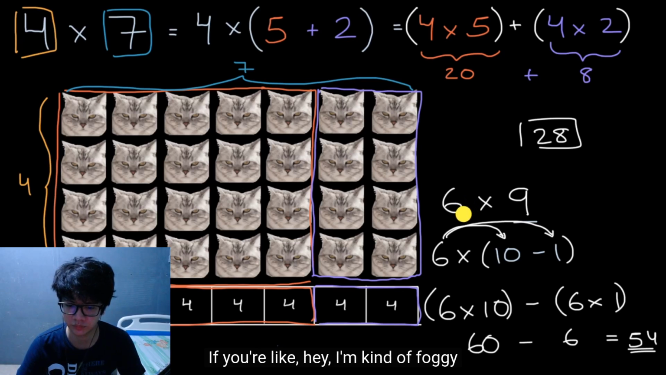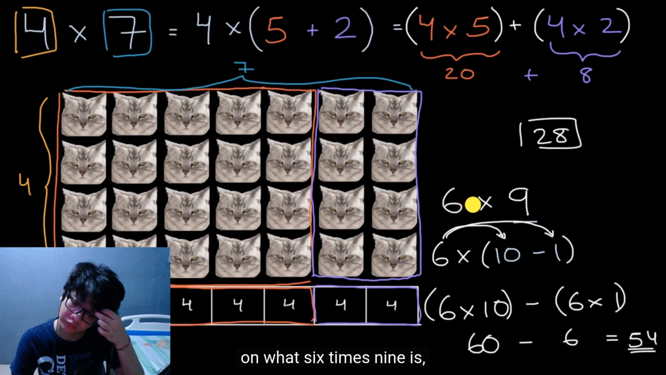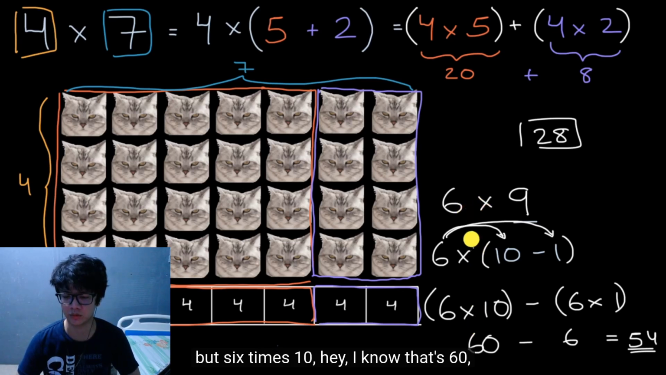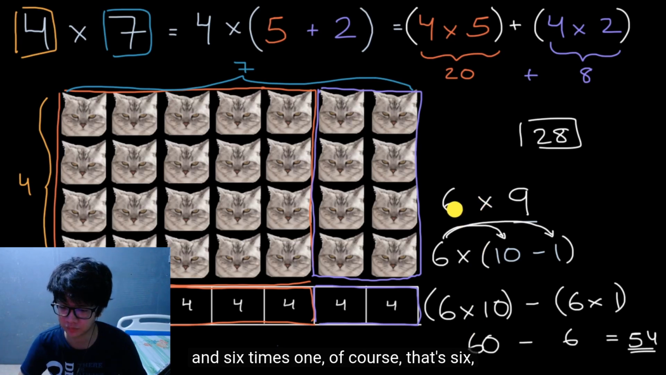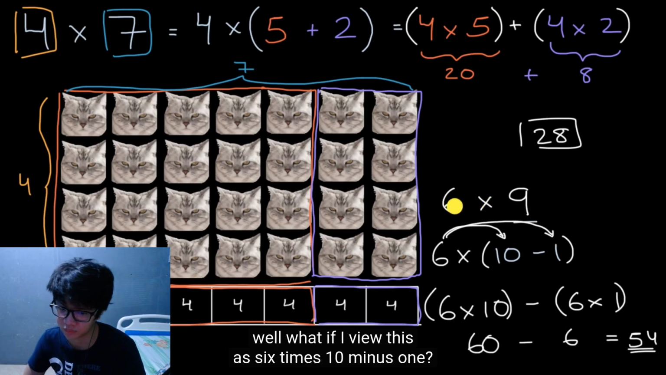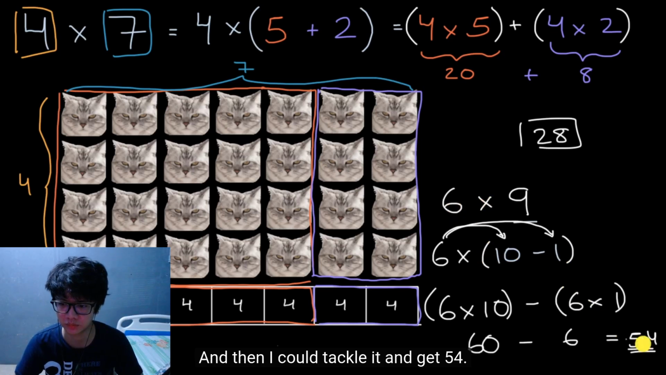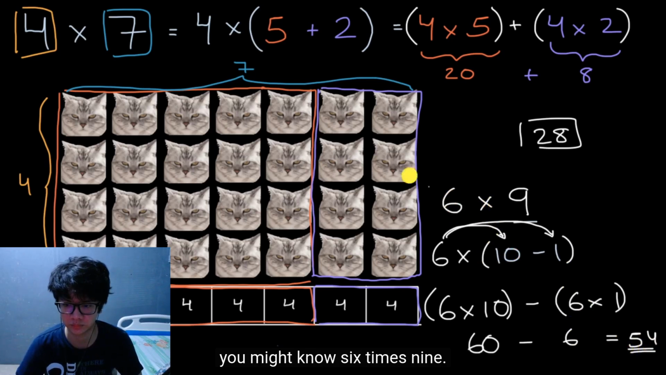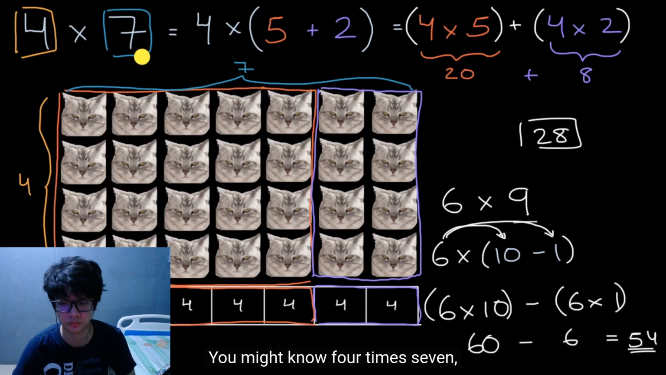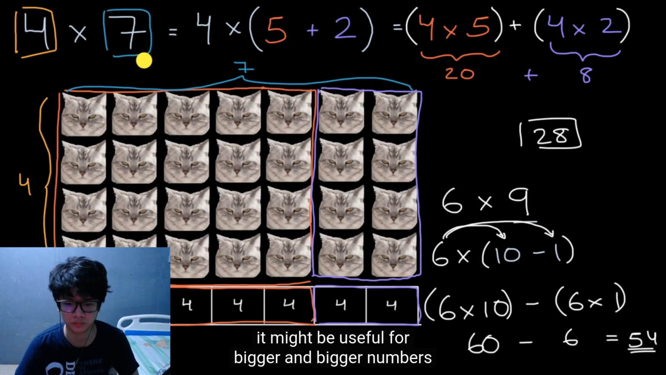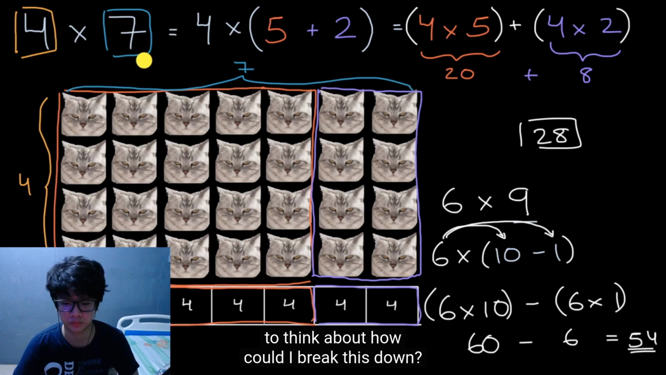If you're like, hey, I'm kind of foggy on what 6 times 9 is, but 6 times 10, I know that's 60, and 6 times 1, of course, that's 6. Well, what if I view this as 6 times 10 minus 1? And then I could tackle it and get 54. And once again, you might know 6 times 9. You might know 4 times 7. But in the future, it might be useful for bigger and bigger numbers to think about, how can I break this down?